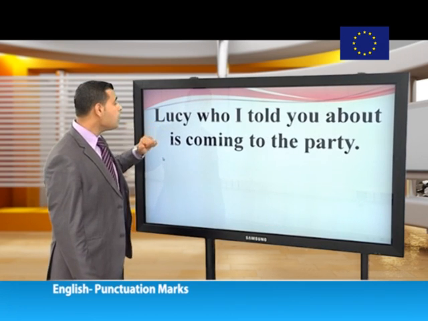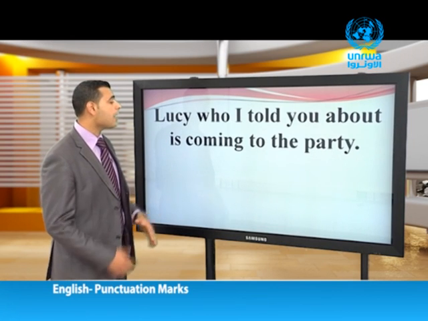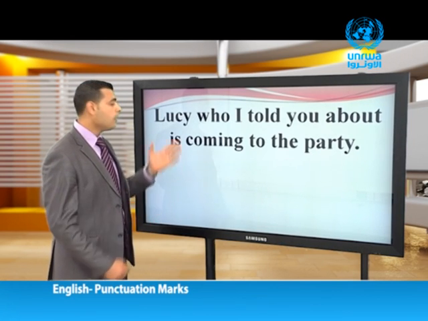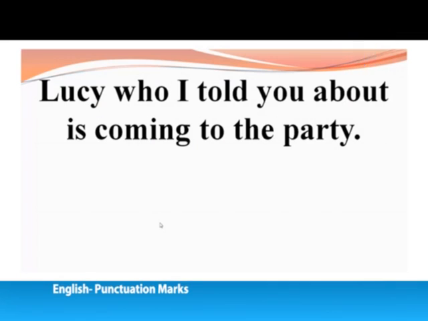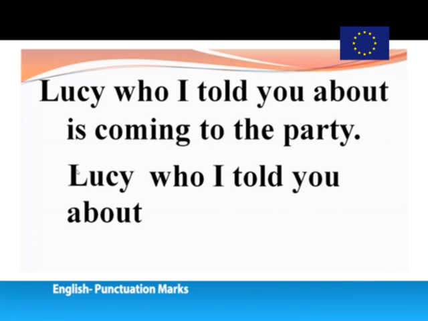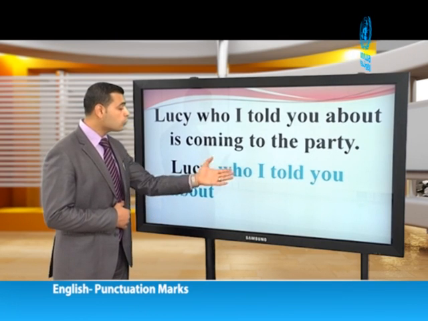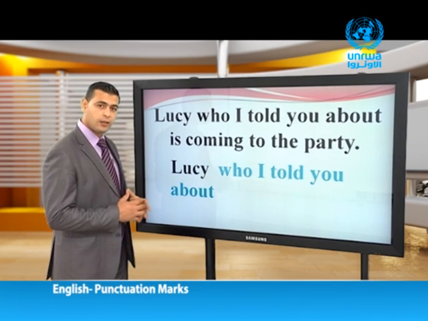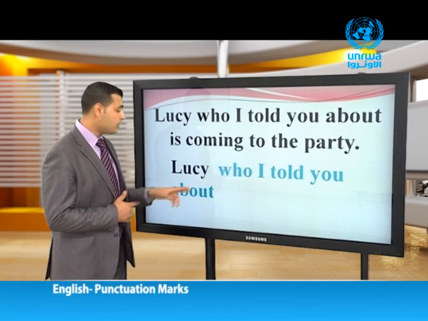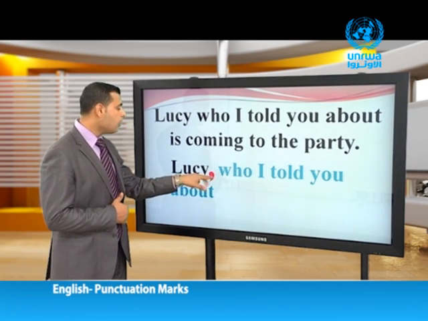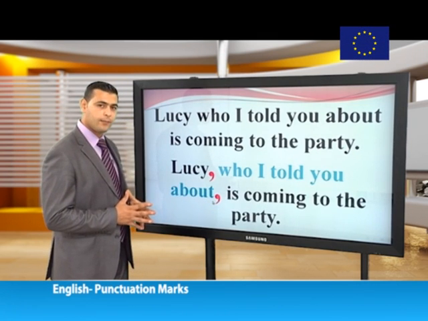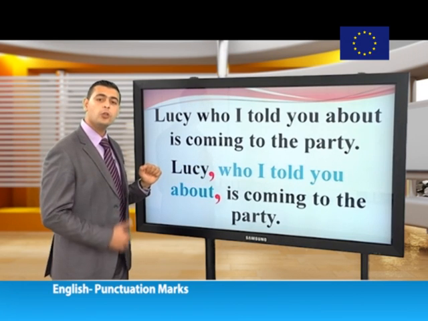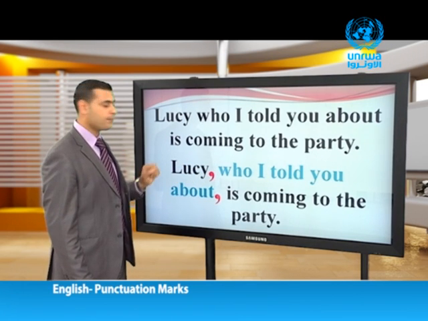Another example. Lucy, who I told you about, is coming to the party. Let's look together. Here, Lucy, what about her? Lucy, who I told you about. This "who I told you about" is extra information, so we need to put it between 2 commas. Lucy, who I told you about, is coming to the party.